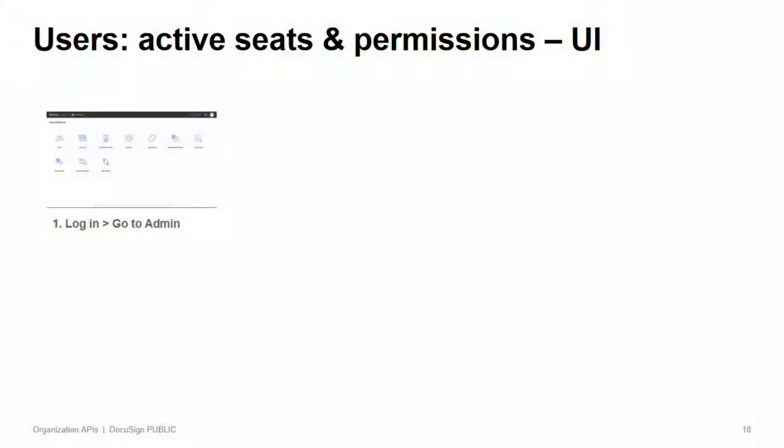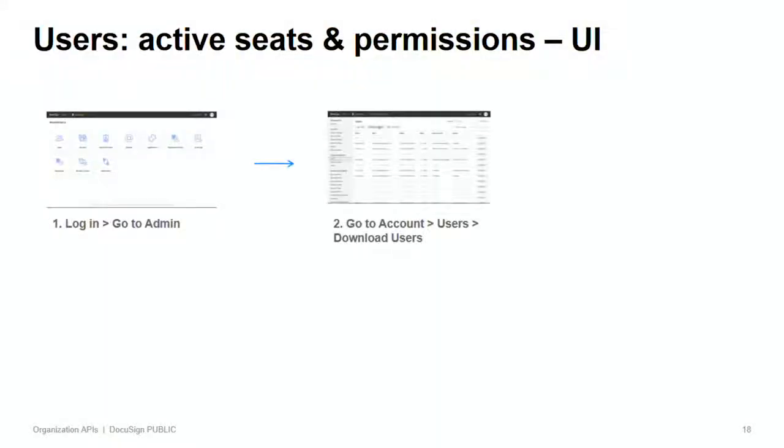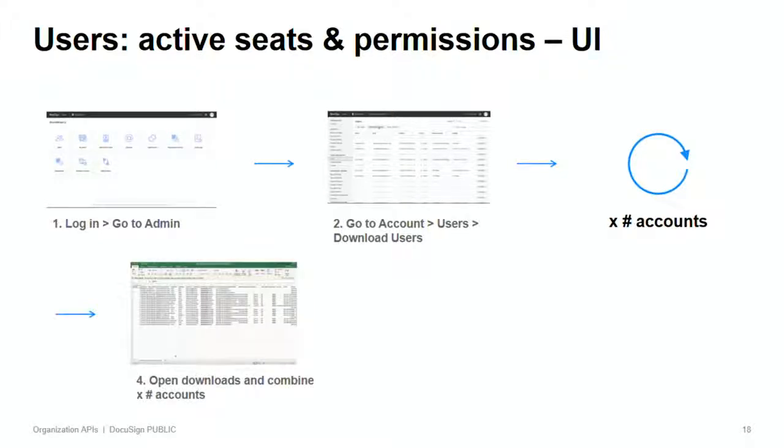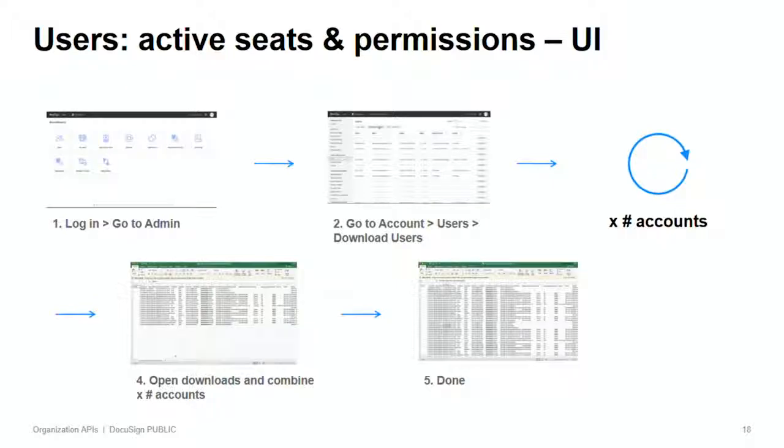For active seats, again, you would go back to the admin console. You'd go to the account, you would go to the users, and you would download the users for that account. And then if you have 100 accounts, 150 accounts, you would repeat that for every single account you have. Now you have a series of CSVs that you've downloaded. You got to combine them all, and you end up with this nice list of who's all in the system and what they can actually end up doing.